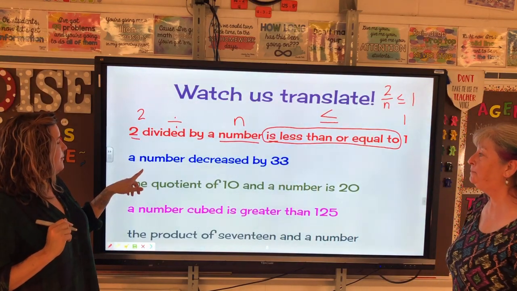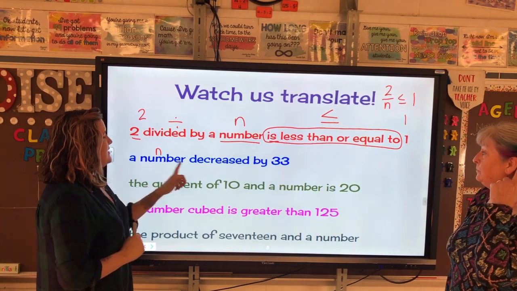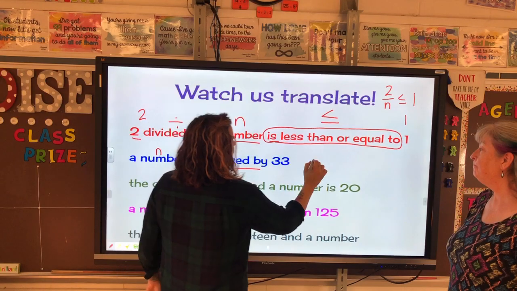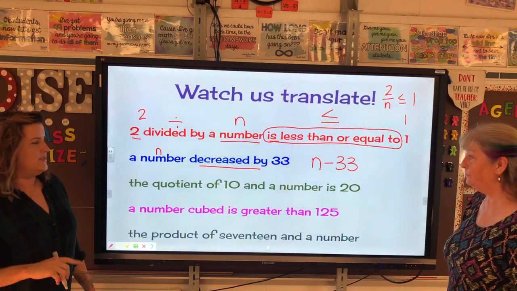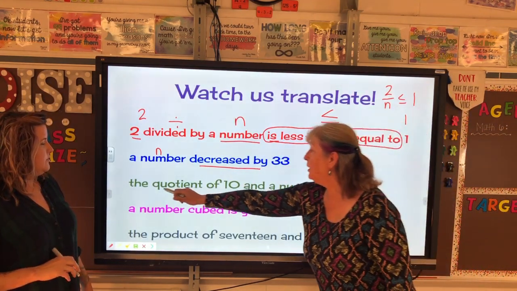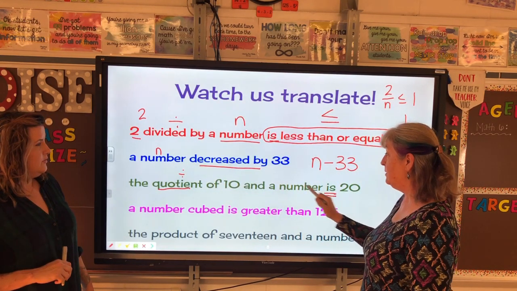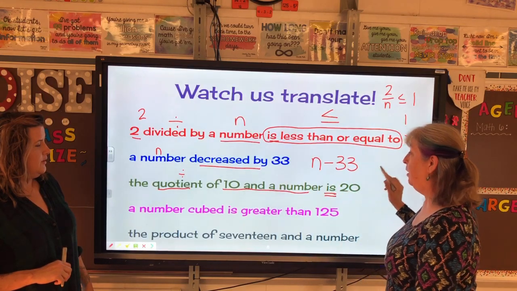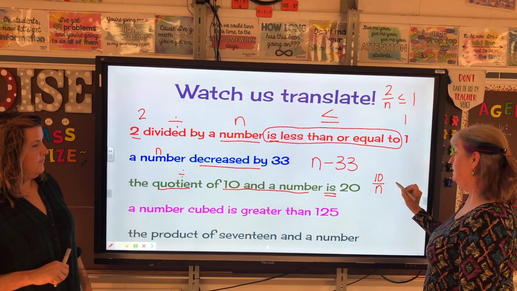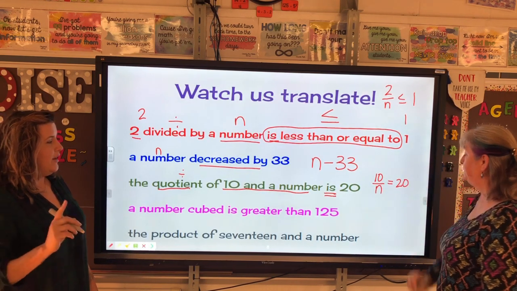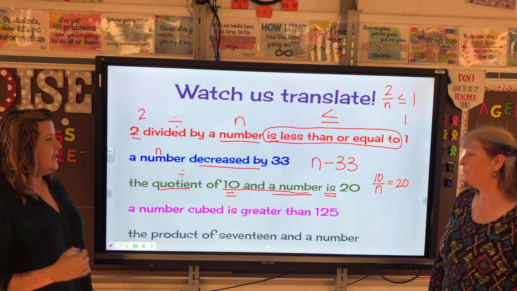A number decreased by 33. So I'm also going to use the variable n, but it's decreased by, right? So a number, n, decreased by 33. Very cool. And again, order matters. All right, the quotient. Quotient, I know, is division. The quotient of 10 and a number is 20. 10 divided by n is 20. And the order here, 10 and a number, so you go 10 divided by n equals 20.